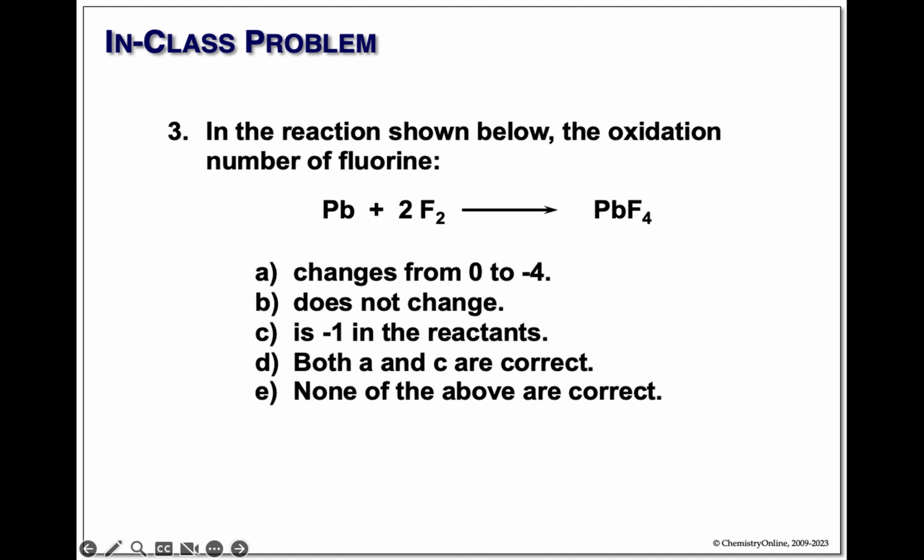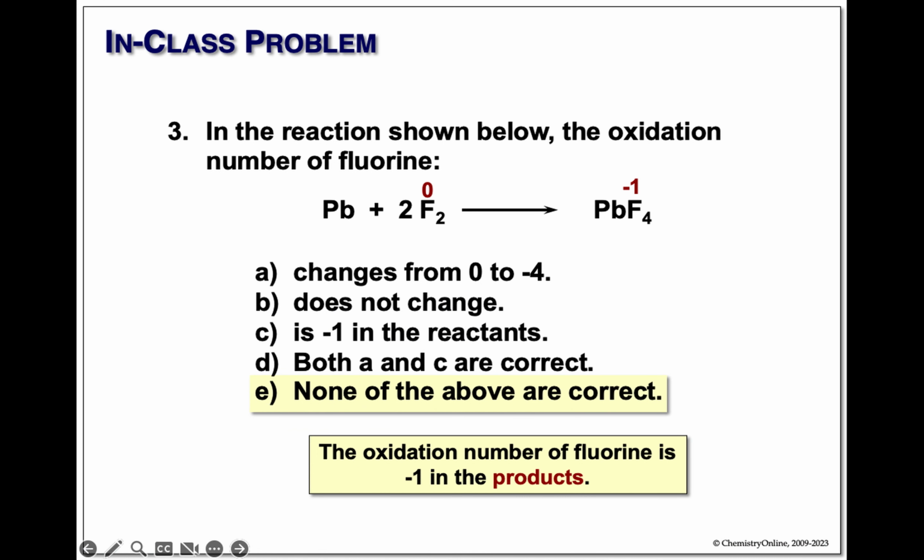In this reaction, the oxidation number of fluorine, what happens to it? Goes from 0 to -4. Well, for sure, it is 0 in the reactants, right? But what is it here? Fluorine is always -1. Does not change. Well, that's stupid. -1 in the reactants? No, it's 0. And this is none of the above. Again, your exam will have something like this.